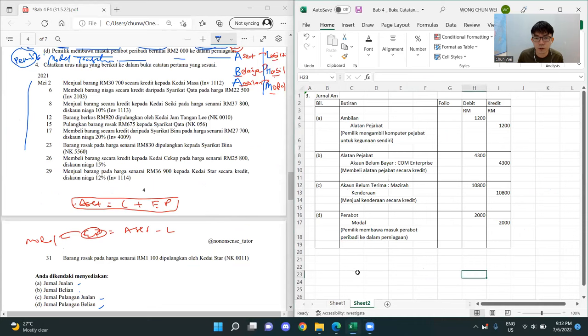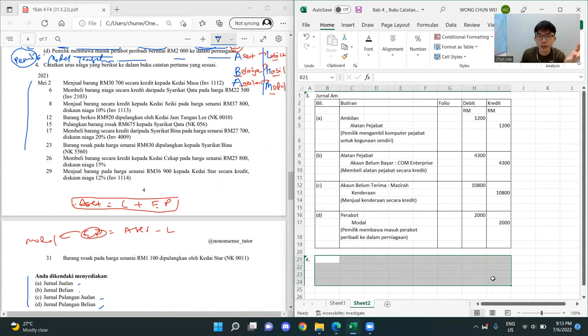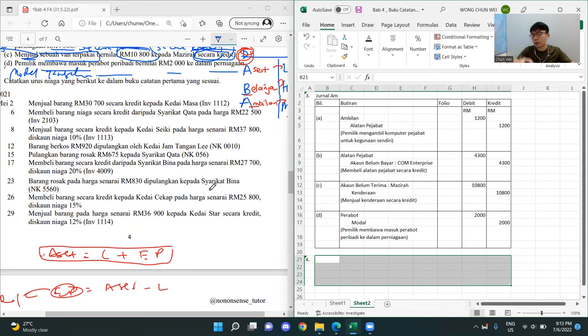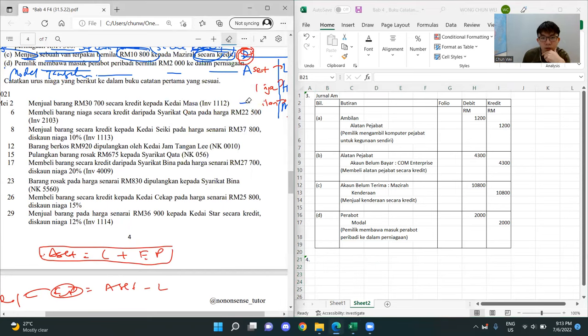Okay, so this is question 4. Normally, before we draw out all the boxes, I will go through the question first. I mean, I'll go through all these steps first and then identify, is it a jurnal jualan? Is it a jurnal belian or pulangan jualan or pulangan belian? All right, so let's do it together so that after we know them, we can straight away throw into the format later. Okay, so let me erase this part.